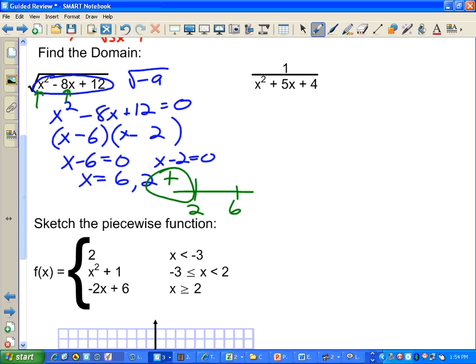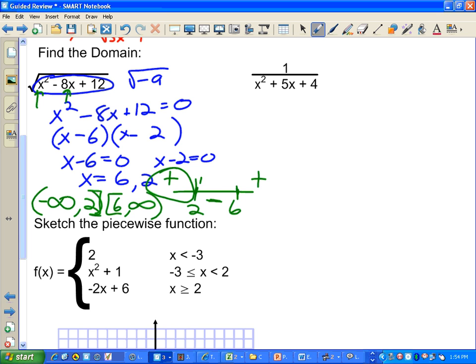I put in something in this middle region between 2 and 6, like 4. 4 squared is 16. 16 minus 32 is negative 16, plus 12 is negative 4. These are negative values. I can't square root negative values. That area is not in my domain. I put something like 7 in, I'm going to get positive again. So my domain here is everything from negative infinity up to 2, and including 2, so it gets a bracket, and everything from 6 all the way up to positive infinity.